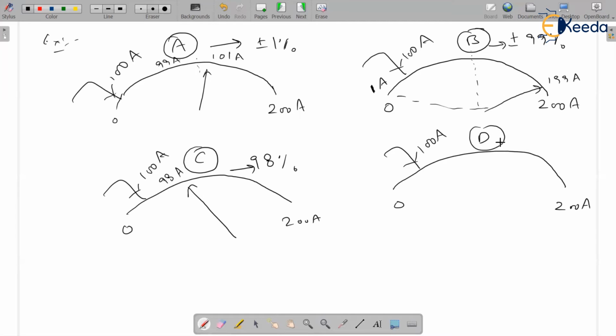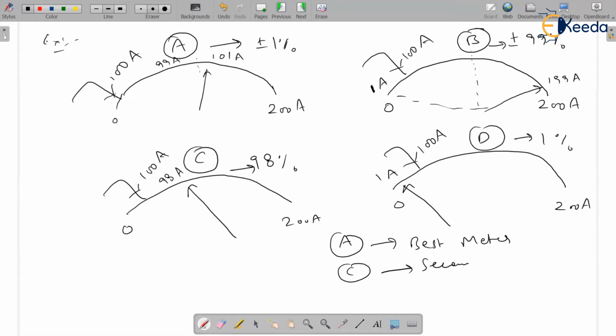Whereas D is showing 1% of a deflection, means it is showing what? 1 ampere. Among all, which is the best meter here? A is the best meter. And second, C is the second best meter. So okay? The next.